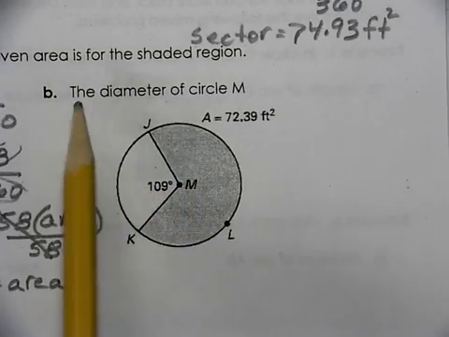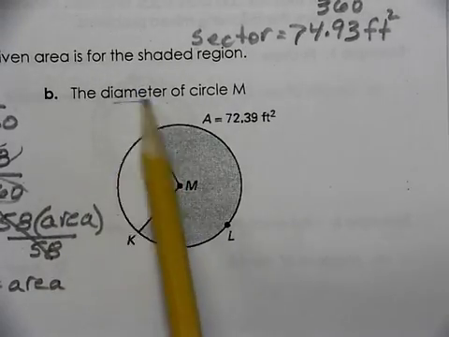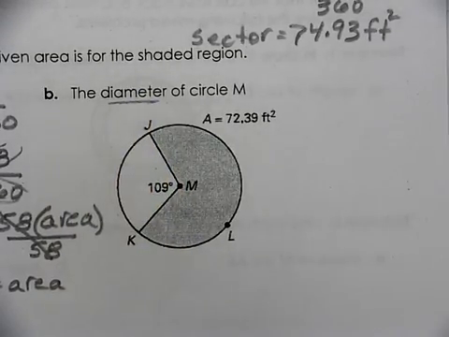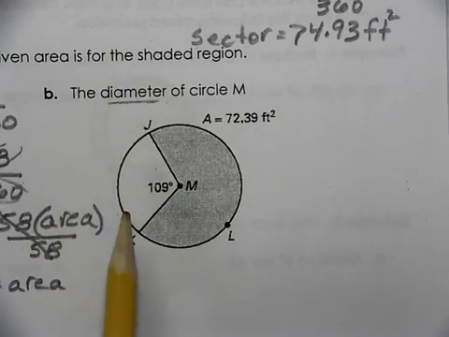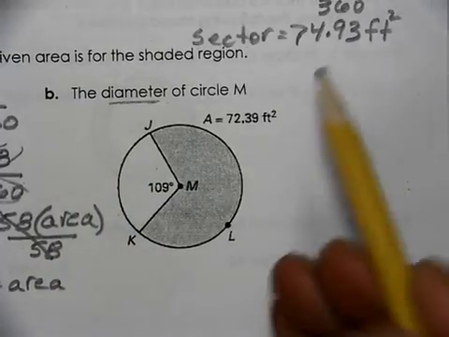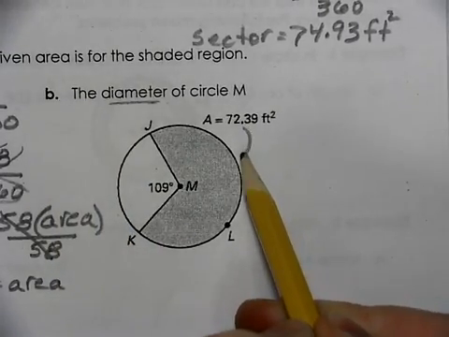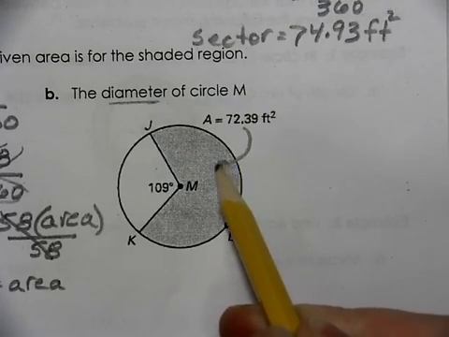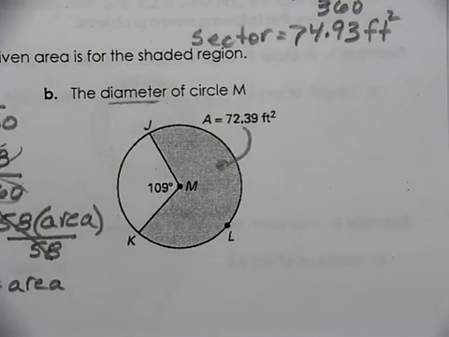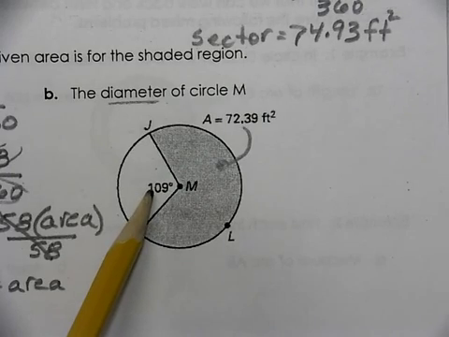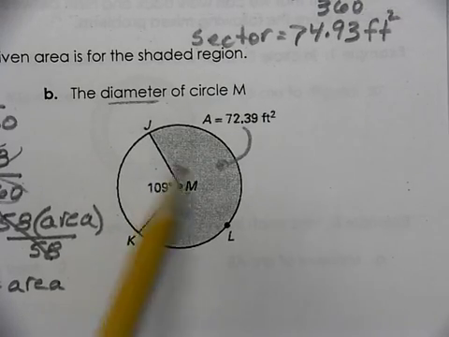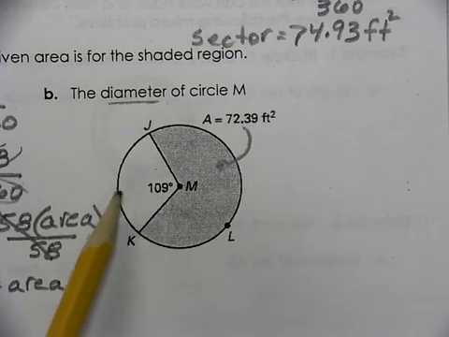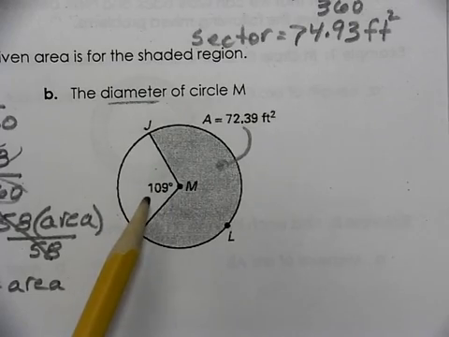This question's a little tricky. First of all, they're asking for the diameter. I don't have the radius. I don't know what the diameter is. They're giving me an area. The area is of the shaded region. They're giving me an angle, but the angle is not of the shaded region. So we first need to figure out the angle.